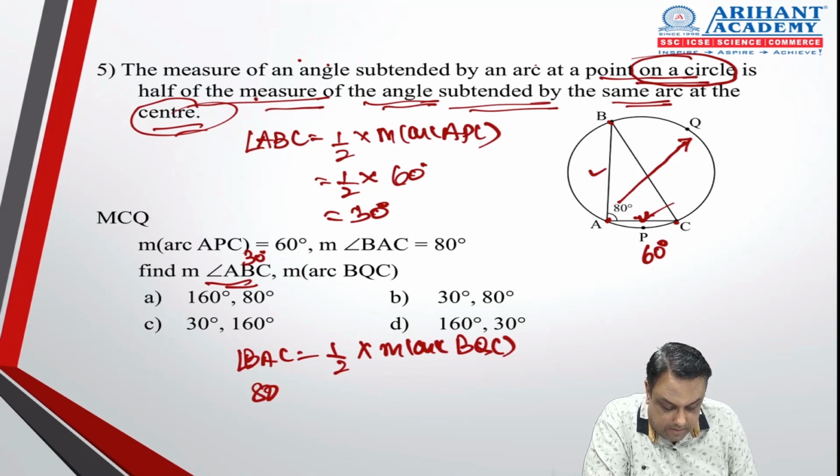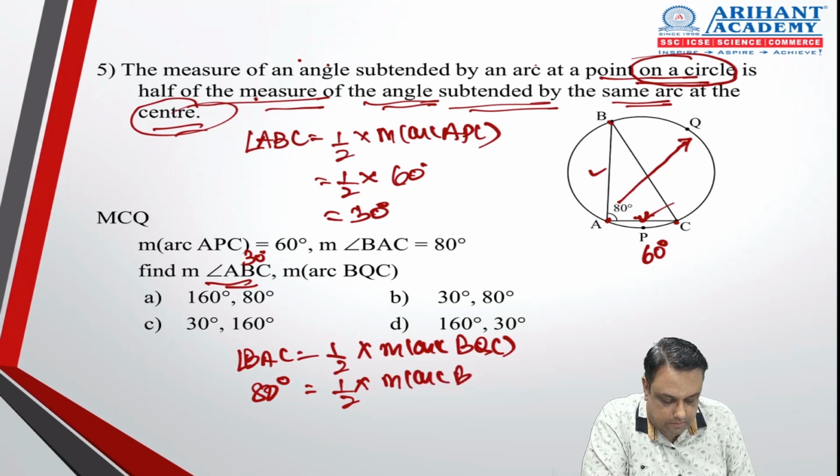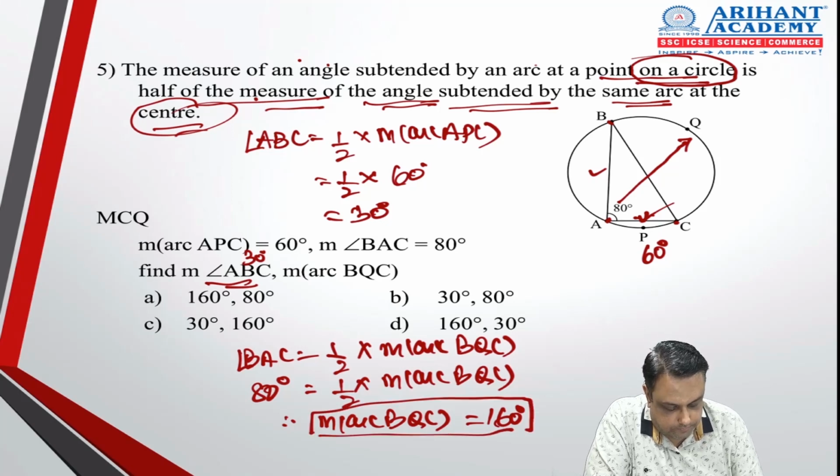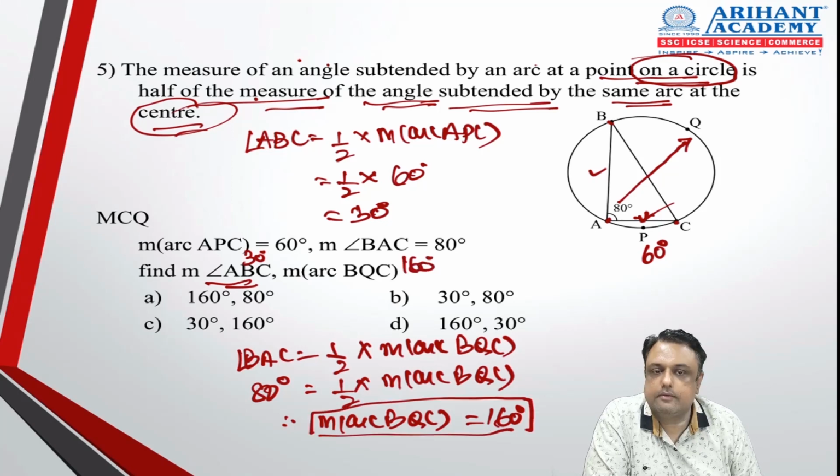लेकिन इसमें BAC का मेजर दिया है 80. So 80 is half measure arc BQC. ये 2 लेफ्ट साइड चला जाएगा. सो measure arc BQC 80 into 2, 160 degree is the correct answer. So this will be 160.